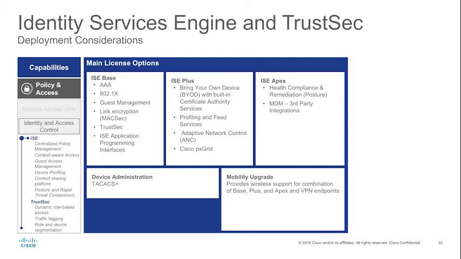If you require additional functionality, you'll need Plus and/or Apex licenses to enable that functionality. ISE Base is a perpetual license that offers basic authentication and authorization with guest provisioning. It also enables TrustSec features. The ISE Plus and Advanced licenses are term-based licenses. The ISE Plus license is one of the best value deals for many ISE users.